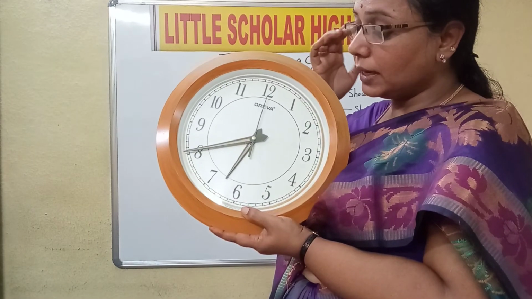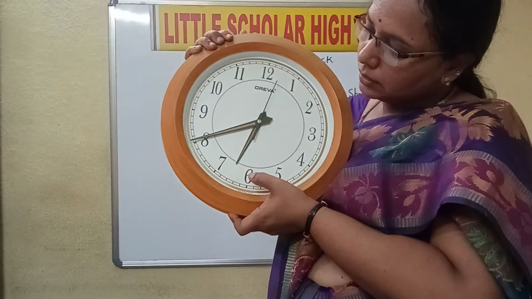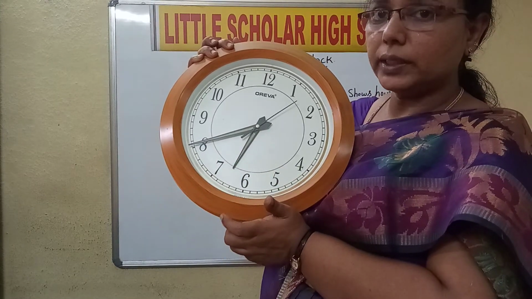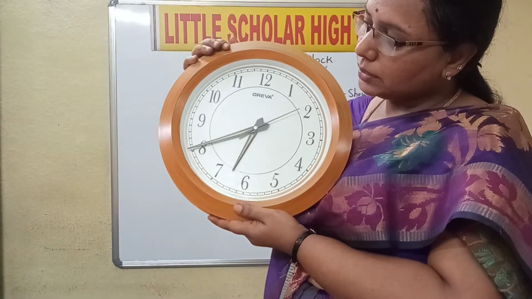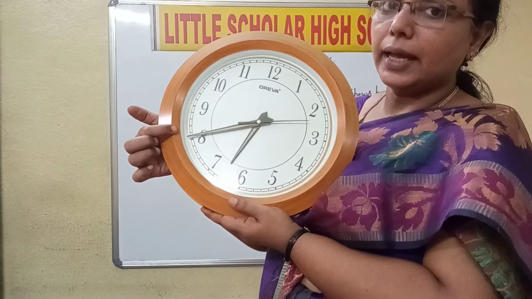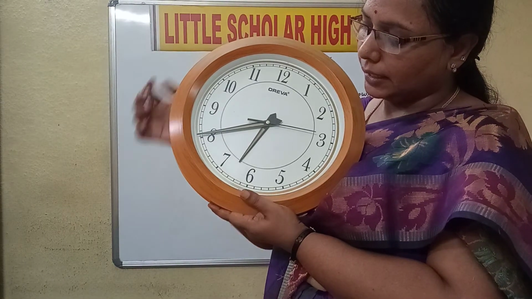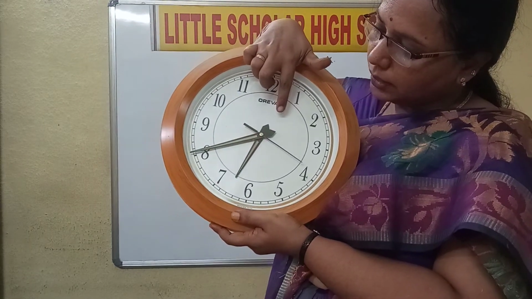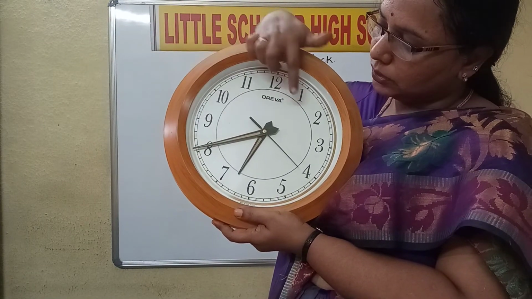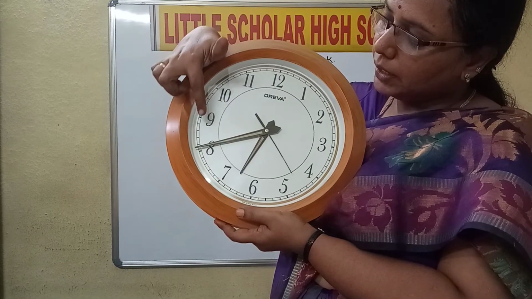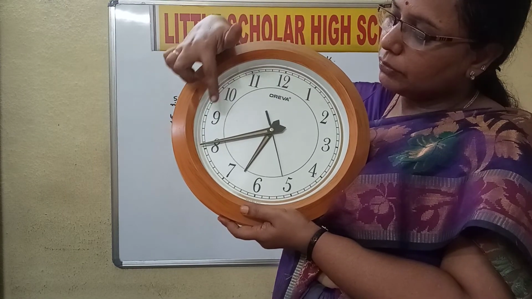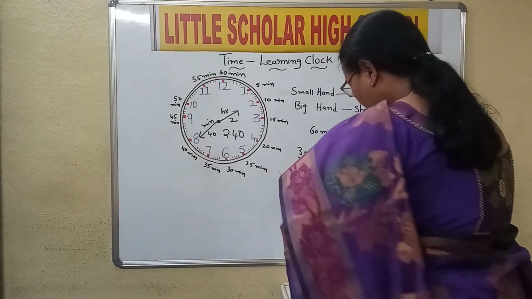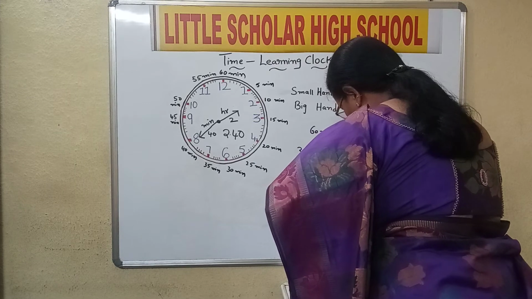So, where is the small hand? The small hand is on 6. That is in between 6 and 7. So, which number will you take? You will take 6. But where is the big hand? The big hand is on 8. That is 6:40. Small hand 6, big hand 8. 6:40. Okay, then let us do one more now.